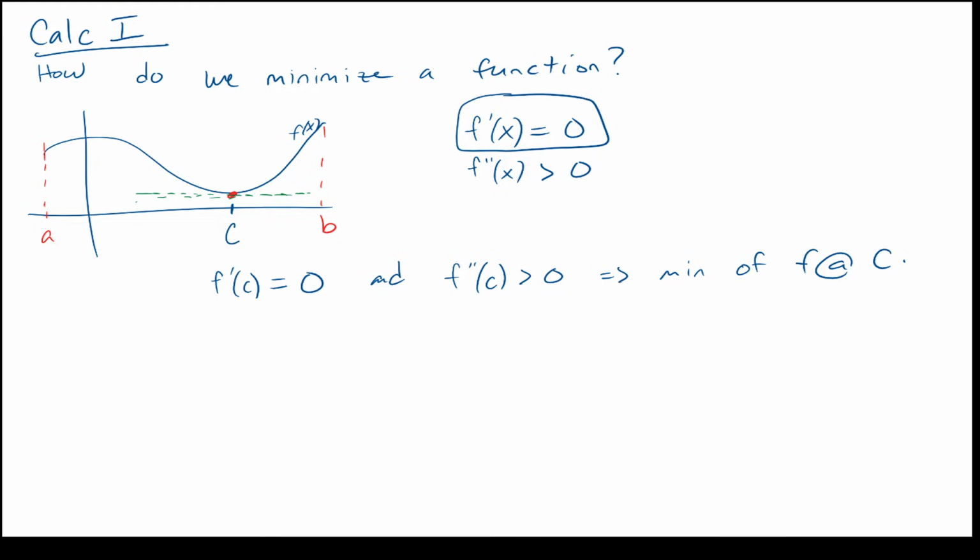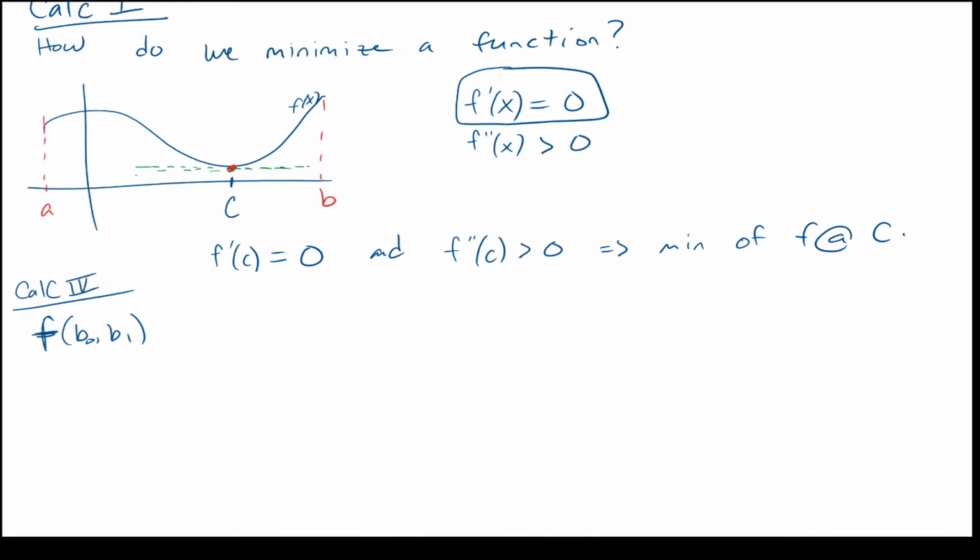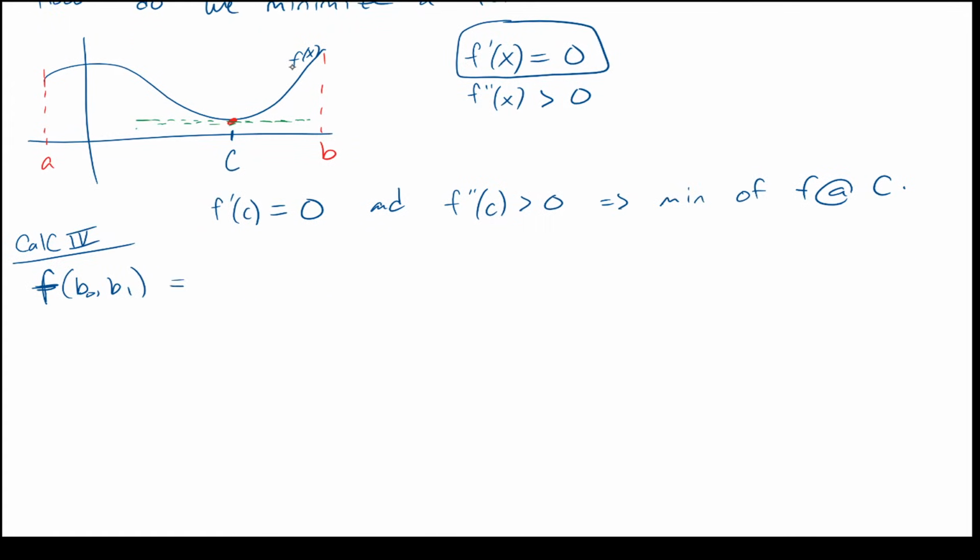Well, that's great, but we have a multivariable function. So we have a function f of b0, b1, two parameters b0 and b1 that we want to find the values of to minimize a function. So this is actually calc 4 for us, although some of you may not have had it. What you do to minimize this function, you take the gradient of the function and set it equal to the 0 vector.